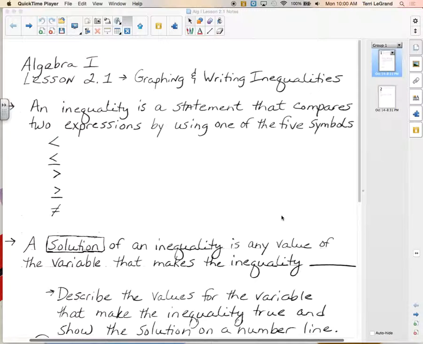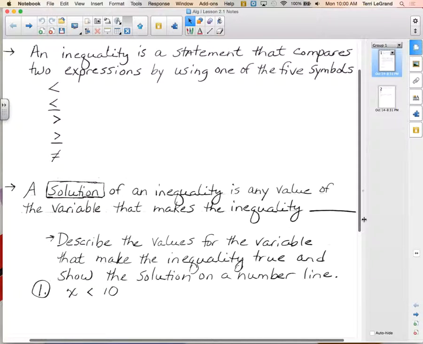Okay, so let's start out by graphing and writing inequalities here. An inequality is a statement that compares two expressions, just like an equation does. It's a statement that compares two expressions, but it uses one of these 5 symbols rather than an equal sign. Okay, so we have 5 inequality symbols. What is our first one? We have a V on its side pointing to the left.